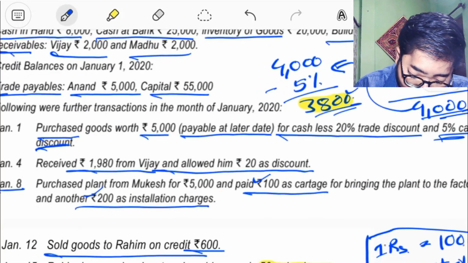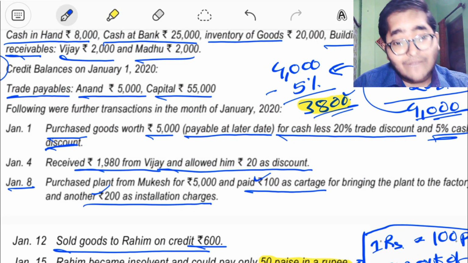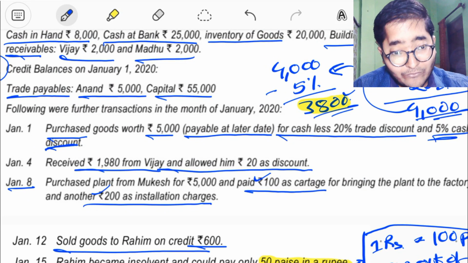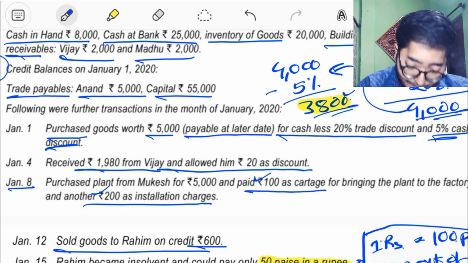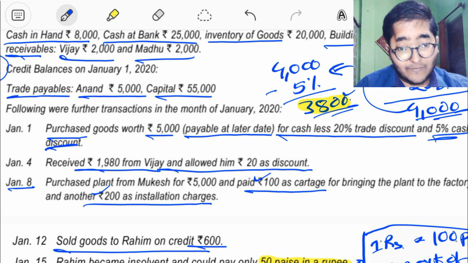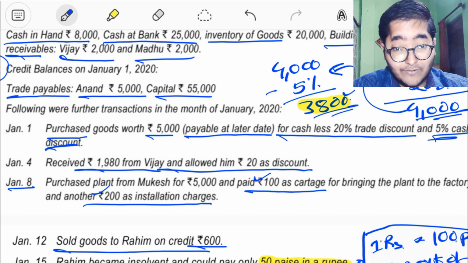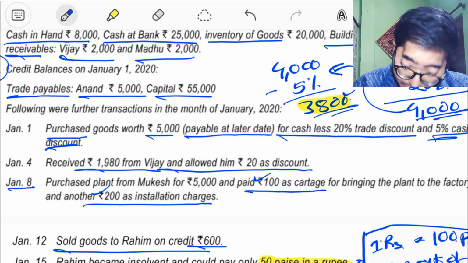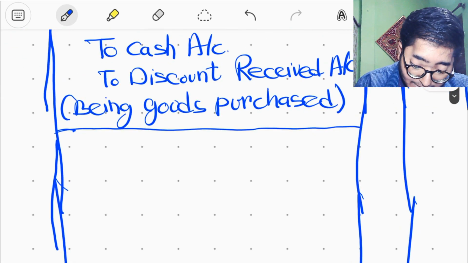So our next transaction is on January 4th. Received rupees 1980 from Vijay and allowed him rupees 20 discount. So Vijay was a debtor, right? Yes, Vijay was a debtor. Debtor is going out. It is moving out. And cash is coming in.